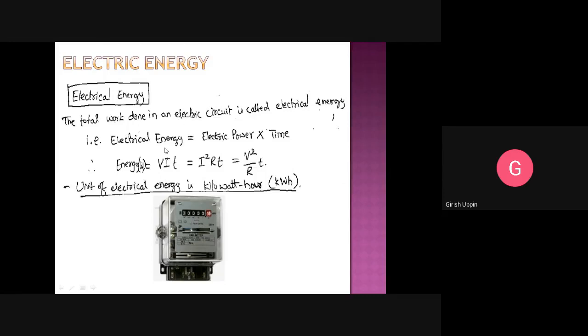And electrical energy is given as electrical power into time. So energy is equal to, what is electrical power? There are three forms we can represent the power: VI, I square R, V square by R. Therefore energy is equal to V into I into T, or is equal to I square R into T, or is equal to V square by R into T, where T is the time taken.